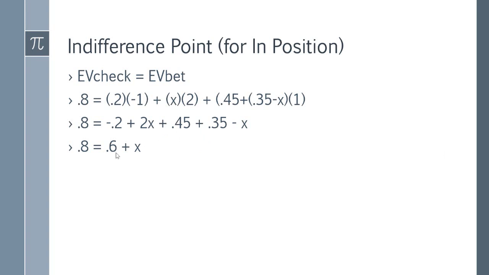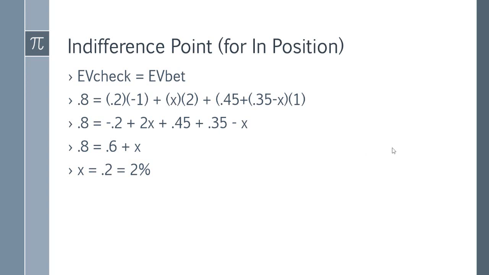So here, same thing. We get 0.6 plus x after we've added everything together. And here we get an answer that I don't think should surprise anybody: the EV becomes equal when he's calling 20% of the time. That means the EV of checking and the EV of betting is exactly equal when he's calling 50% of the time with hands that beat us and 50% of the time with hands that we beat.